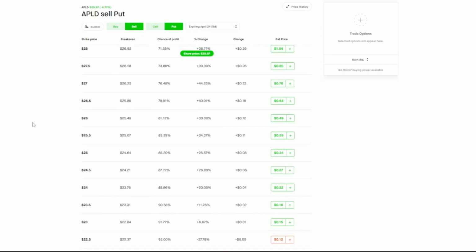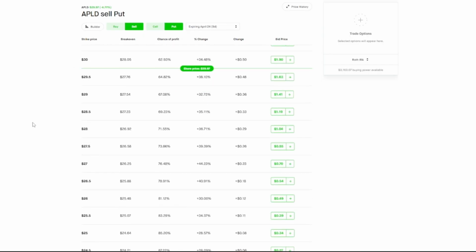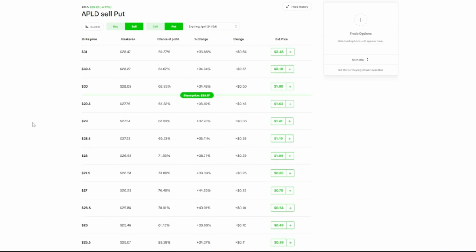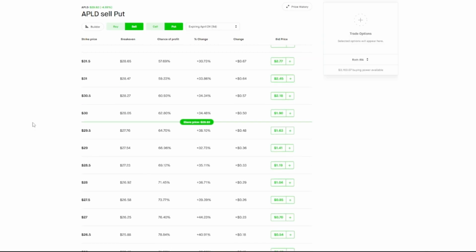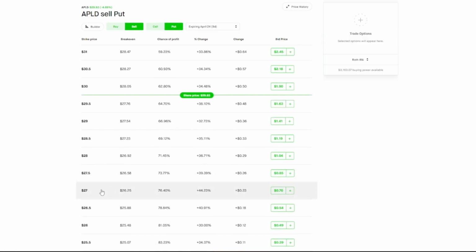I think this daily downturn on APLD is just something that I'm not overly worried about. I think we're going to see a large leg up here soon. So I'm looking to conservatively sell this $27 put on April 24th. This is 9 days away.